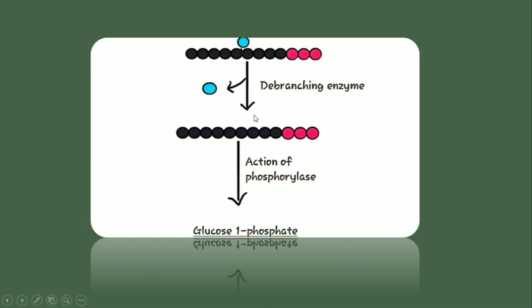Now, the resulting glycogen molecule comes under the action of the debranching enzyme, where alpha 1,6 glucosidase breaks the alpha 1,6 bond, and a single glucose molecule is released. This is a single glucose molecule.